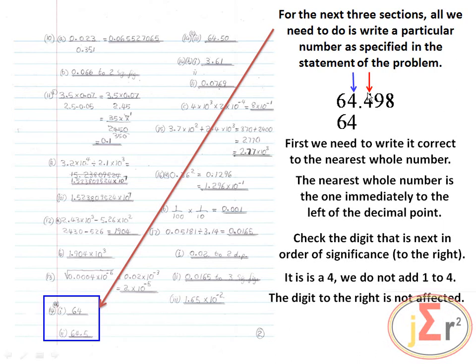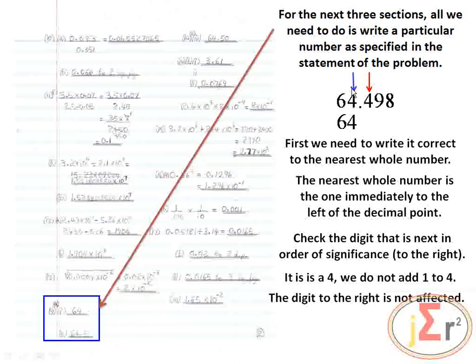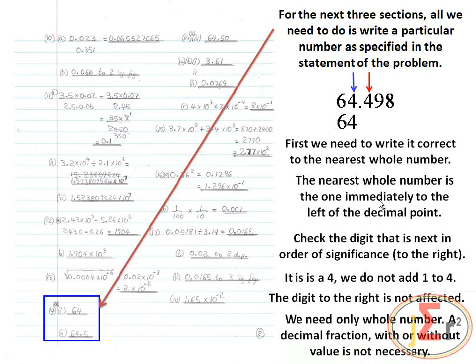So when we consult the next one in line, if it is not greater than or equal to 5, we do not add 1 to the digit in question. We need only the whole number; a decimal fraction with or without value is not necessary. We are writing correct to the nearest whole number, and that means we do not need any decimal fraction or any form of fraction. Therefore, we can forget about decimal fractions or any fraction as a matter of fact.